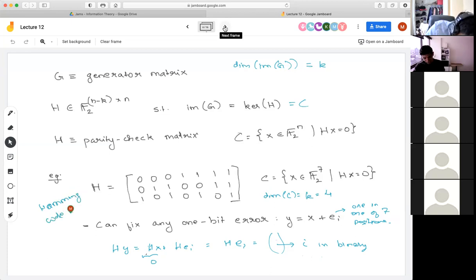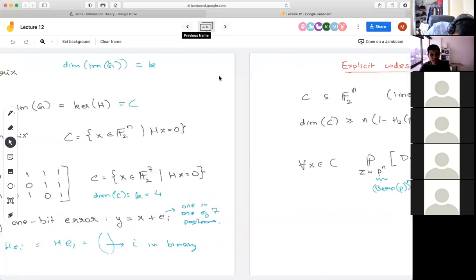And we'll talk more about worst case errors next week, but this is just an example of a parity check matrix. Okay, any questions before we proceed?